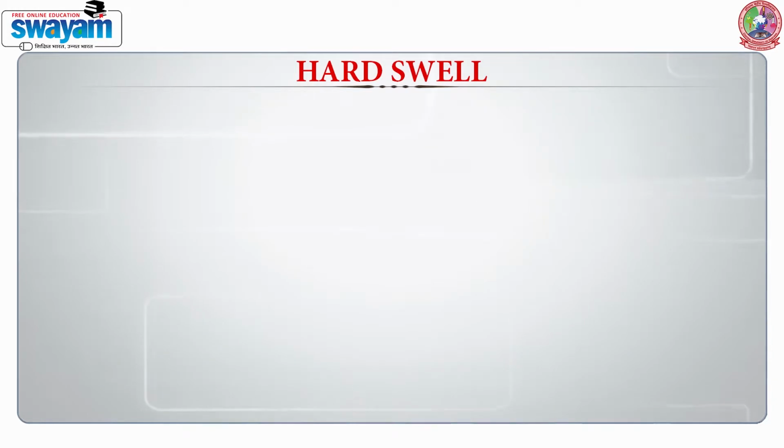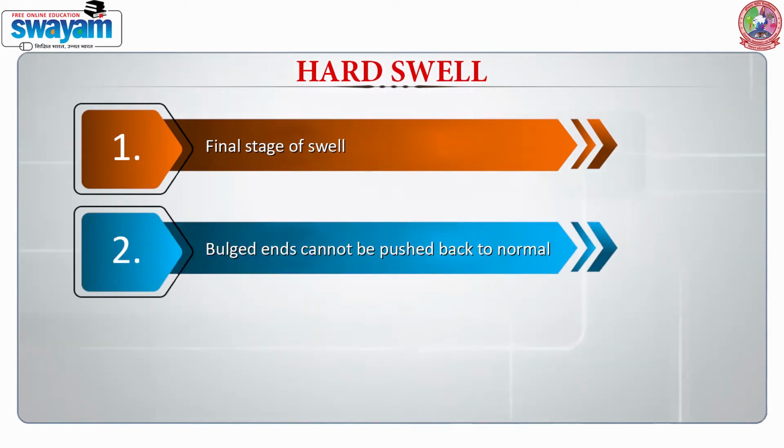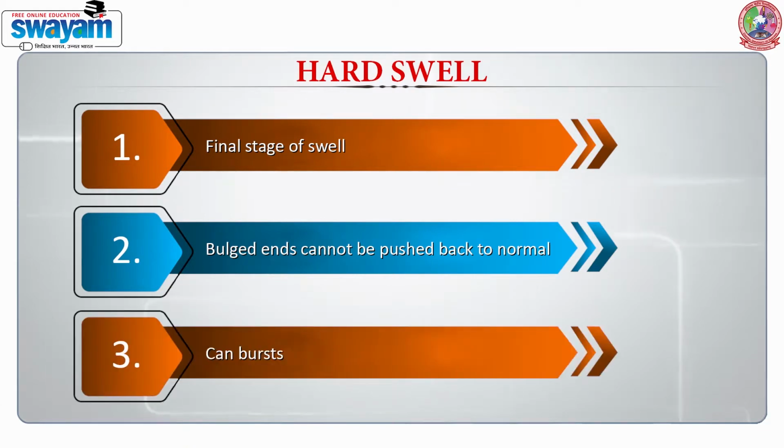Another category is known as the hard swell. In the final stage of the swell, the bulged end cannot be pushed back to normal, and as a consequence, there is a possibility that the can can burst.